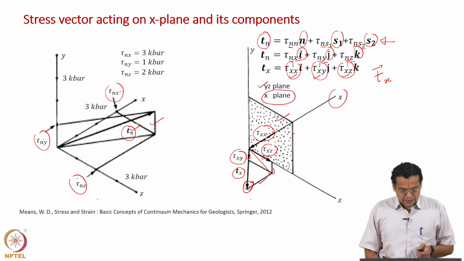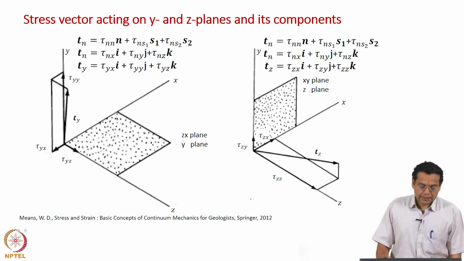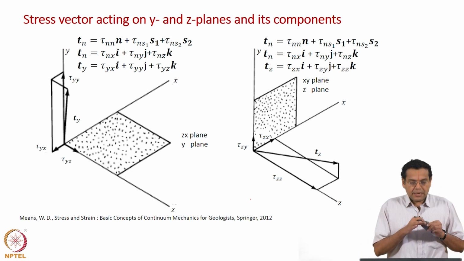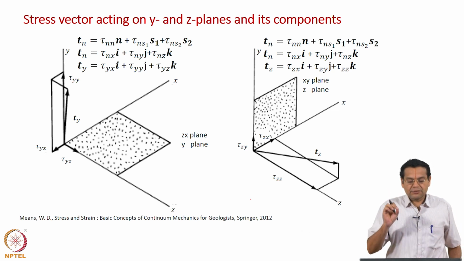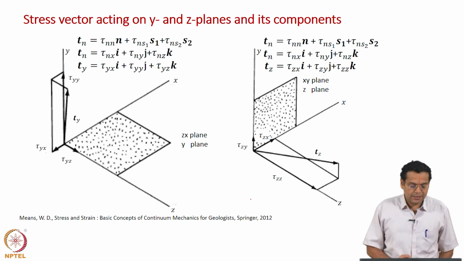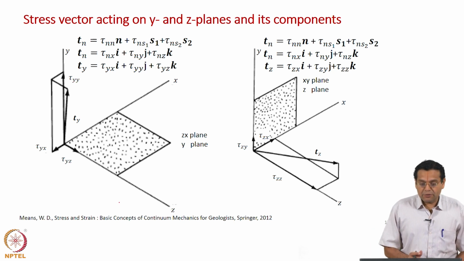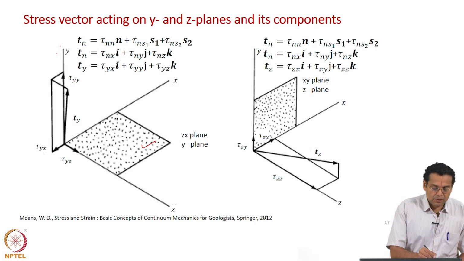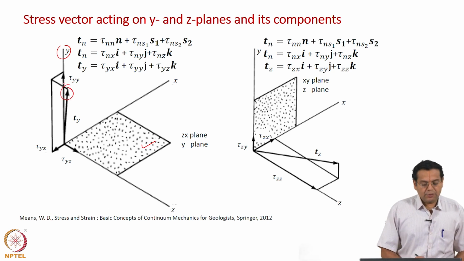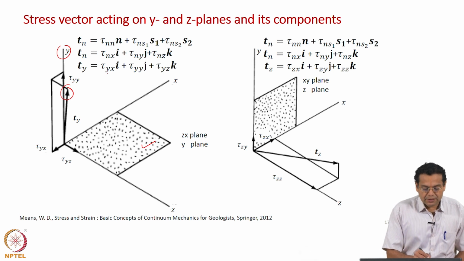Now just quickly we will do the other coordinate planes as well. Remember, once again I want to repeat, at the same point, instead of our general plane we are considering 3 planes which are parallel to our coordinate axis planes. All these planes are at the same point, not at different points. Now this is the y plane. Of course this picture is much clearer. What is the y plane? This is the y plane because the y axis is normal to the plane. Now the stress vector acting on the y plane is Ty. As we have done earlier, the components are denoted as tau yx, tau yy, tau yz.